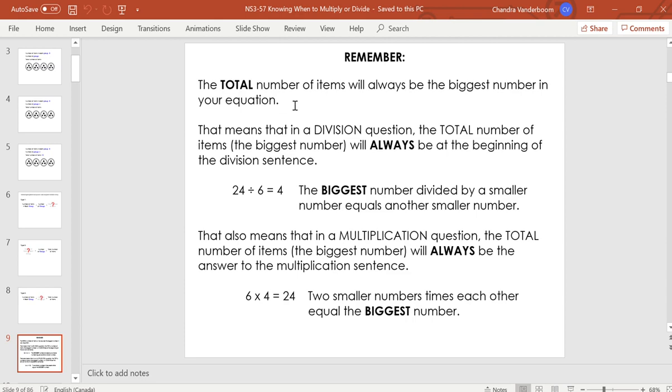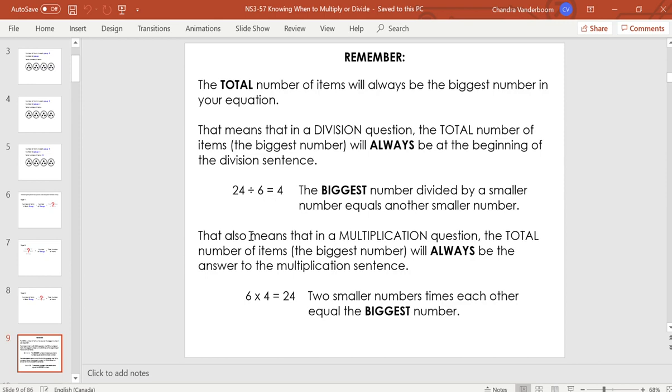That's very important to remember because that means that if we're doing a division question, the total number of the items, the biggest number, will always be at the beginning of the division sentence. 24 divided by 6 equals 4. The biggest number, 24, divided by a smaller number equals another smaller number. So in division, the total number is always the beginning of our division sentence or division equation.